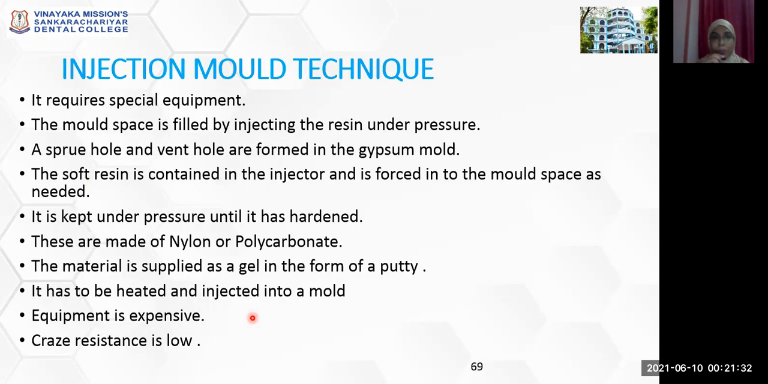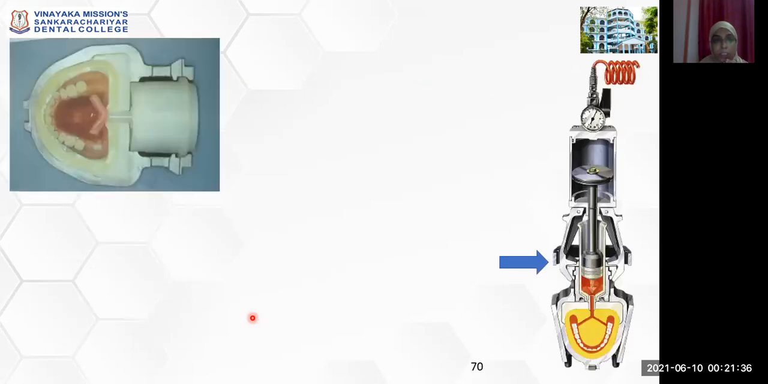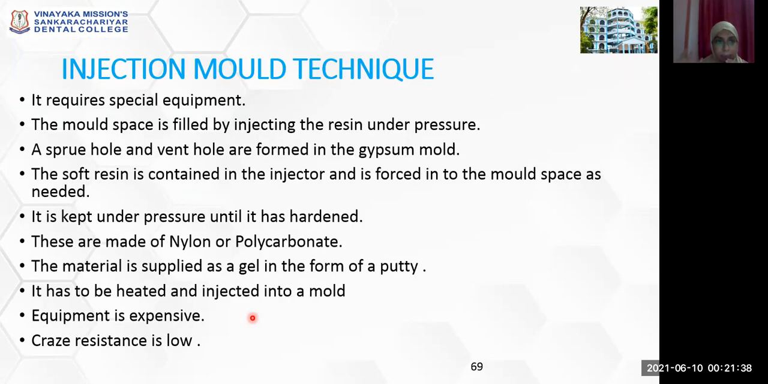Right? The next technique we are going to see is the injection molding technique. In injection molding, you can't use the same flask which we have been using for compression molding. We need specialized equipment for this, and from the name we know the material is going to be injected into the mold space. In compression we packed it and then compressed it. In injection molding we inject the material and then cure it under some pressure.